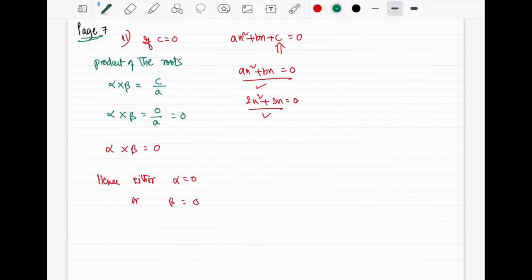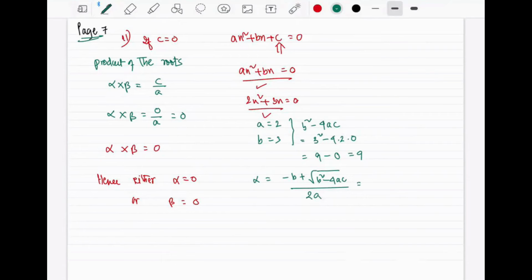For this 2x squared plus 3x is equal to 0, we have a is equal to 2, b is equal to 3. B square minus 4ac, how much is it? B is 3 square, 4 into a is 2, c is 0. 3 square is 9, right? 9 minus 4 into 2 into 0, we obtain 0, so it is 9. Alpha is minus b plus root over b square minus 4ac by twice a. You replace the value, b is minus 3 plus root over b square minus 4ac, which we have already calculated, it's 9, divided by 2 into 2.